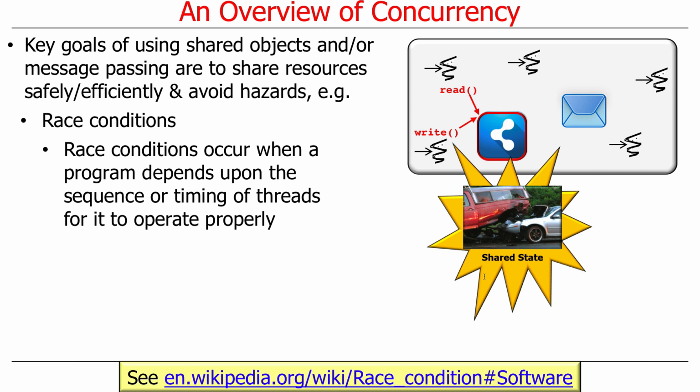And a race condition occurs when two or more threads try to simultaneously access state in an object in a way that's not properly synchronized or not properly locked. And in that case, the outcome of the program will depend on the sequence or timing of the threads. So if you get lucky and one thread comes along and nobody else is doing anything to the object and it updates it or it reads it, and then later another thread comes along and it updates it and it reads it, you might be fine.